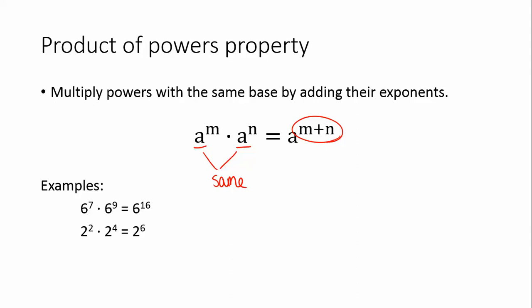In the second example, 2 to the 2nd times 2 to the 4th. That gives us 2 to the 6th. 2 plus 4 is 6. And I'll show you in that example why this works. Let's think about what 2 squared is. Remember that 2 squared is 2 times 2. And 2 to the 4th is 2 times 2 times 2 times 2. But we're multiplying those together, so now we have 2 to the 1, 2, 3, 4, 5, 6. 2 to the 6th. So that's why the adding works.